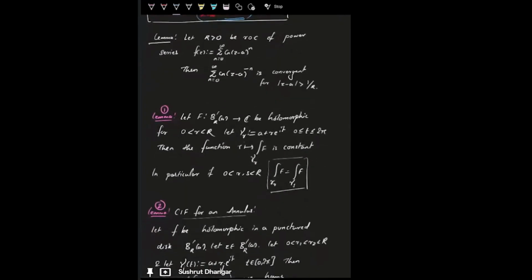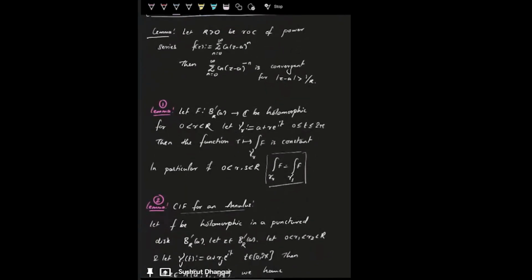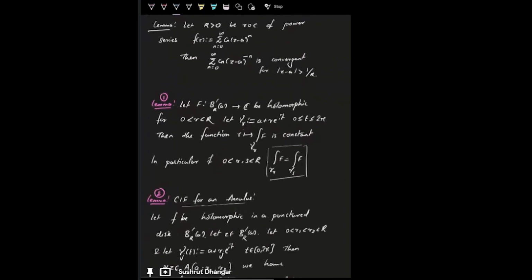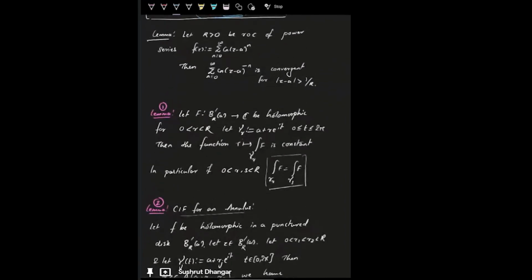Now let's move on to the lemmas, which we will be using as tools while proving the major theorems. One of them says that if R positive is the radius of convergence of the power series f(z), defined as the power series summation n goes from 0 to infinity of c_n (z minus a) to the power n.